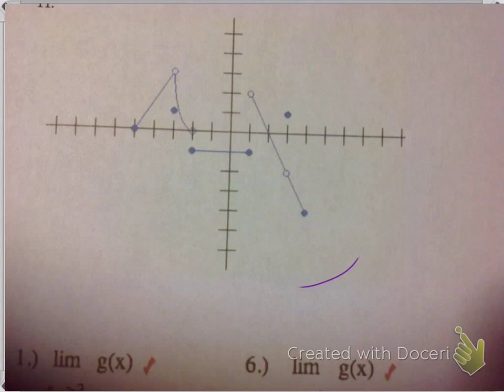Okay, go to number 2 now. Number 2 was the limit as x approaches 0. So as I approach 0 from the left side, I'm negative 1. As I approach from the right side, I'm negative 1, and therefore the answer was negative 1. Okay, number 3 was the limit as x approaches negative 3. So here's negative 3 right here. Okay, so as I approach negative 3 from the left side, my y value is 3. As I approach from the right side, my y value is 3, and therefore the answer is 3.